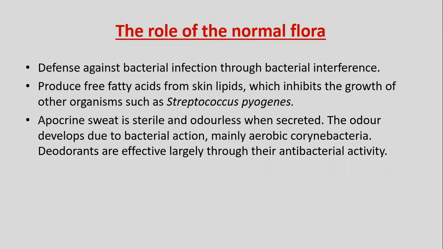The role of normal flora. The defense against bacterial infection is through bacterial interference. This is the first and foremost role of the normal flora. The presence of the bacteria there interferes with the colonization of virulent bacterial strains. They produce free fatty acids from the skin lipids, which inhibit the growth of other organisms like Streptococcus pyogenes. The apocrine sweat is sterile and odorless when secreted. The odor develops due to the bacterial action, mainly the aerobic Corynebacterium. Deodorants are effective largely through their antibacterial activity.